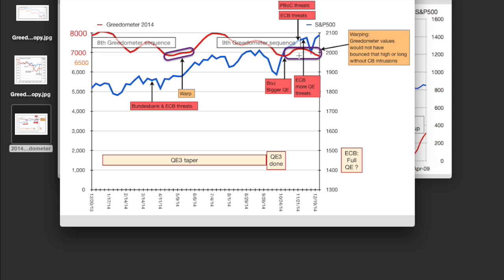Sometimes a central bank action doesn't immediately truncate. Sometimes it doesn't truncate at all. It warps, if you will. It bends, it changes a Greedometer sequence. Let's look at what happened here.